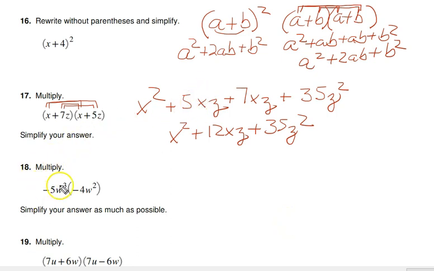For number 18, again, we're just multiplying this by this. Negative 5 times negative 4 is a positive 20. W to the third times W to the second, we just add exponents. W to the fifth. Okay, let's raise it up. We're almost finished now.